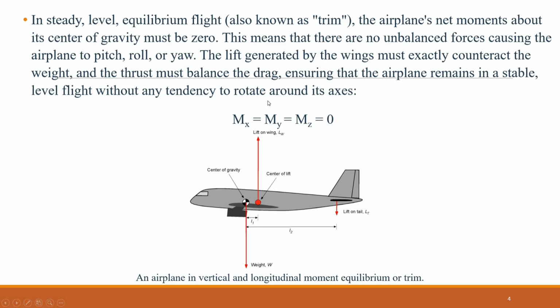This means that there are no unbalanced forces causing the airplane to pitch, roll, or yaw. The lift generated by the wings must exactly counteract the weight, and the thrust must balance the drag, ensuring that the airplane remains in a stable, level flight without any tendency to rotate around its axes.